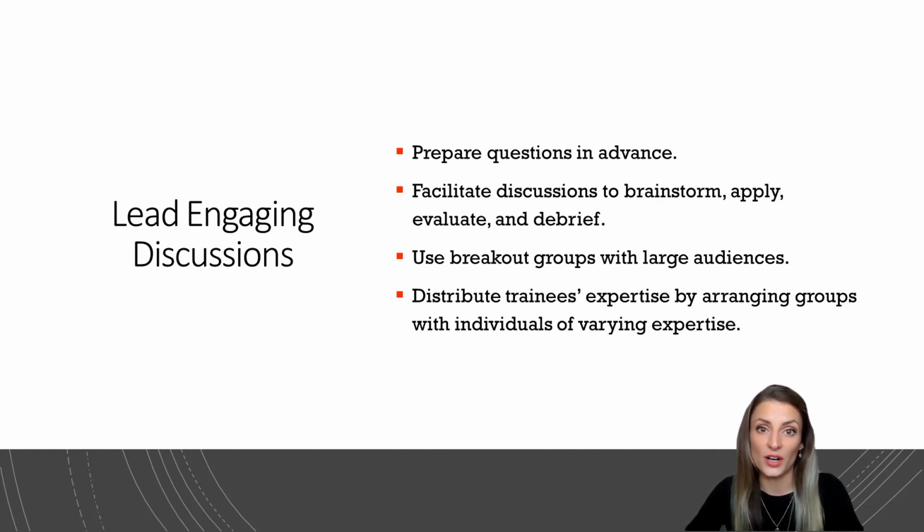When you're dealing with large training cohorts, break them into smaller breakout groups and ask them to facilitate their own discussions, while the trainer wanders the room and observes the interactions between group members in each group. Whenever possible, trainers should try to distribute the expertise of the group members in smaller groups. Ask them to indicate whether they are novices, experienced, or experts, and then distribute the expertise so that each group has a mixture of different levels.